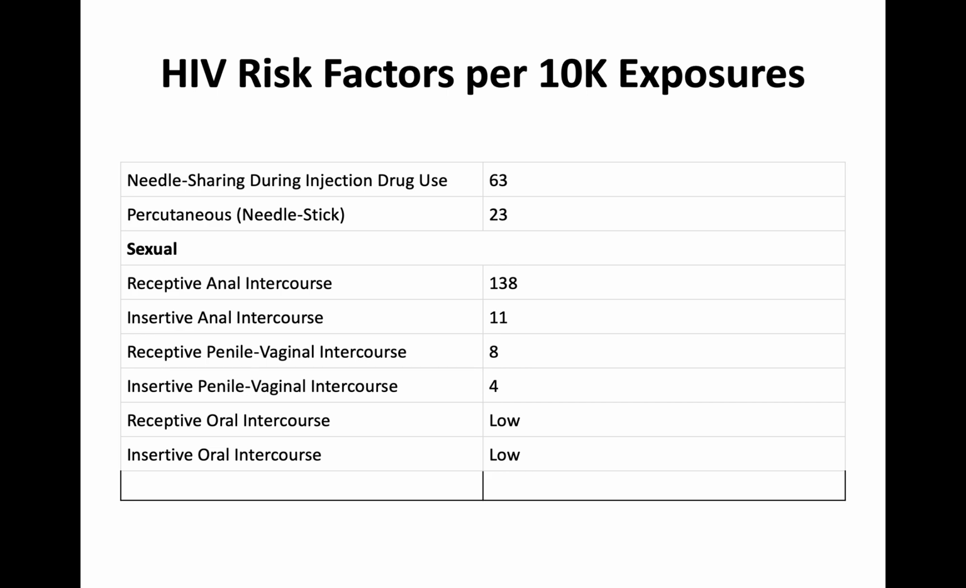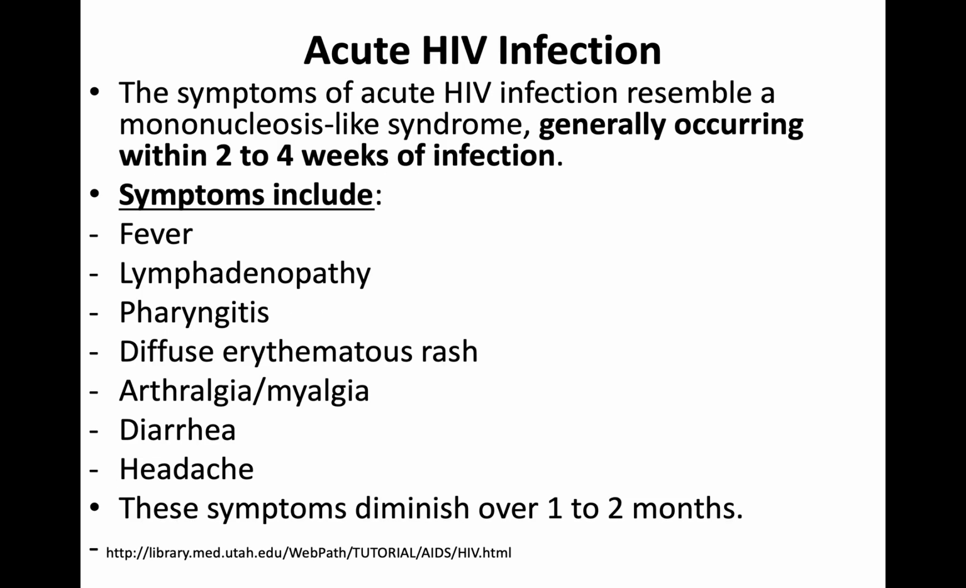Okay, so risk factors for exposures. The most risky behavior is still unprotected receptive anal intercourse. Out of 10,000 exposures, 138 people will actually acquire HIV in that manner. And you can see needle sharing is the second most common, about half as likely as the sexual means of contracting it. So an acute HIV infection, what does that look like?